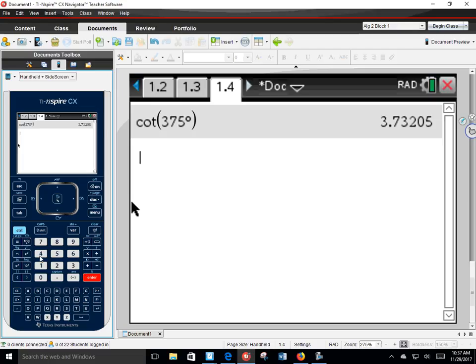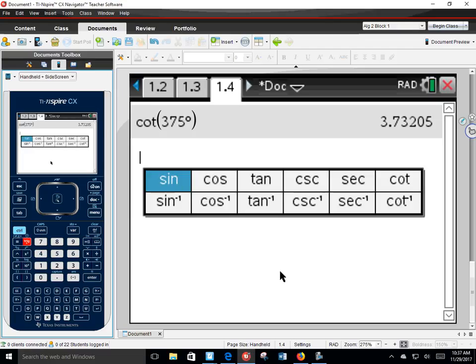your calculator, and that means that all these guys here are blocked. You're not able to do cosecant, secant, or cotangent. So how would you answer this question of what's the cotangent of 375 if you can't use the cotangent button? Find tangent and then make it the reciprocal.